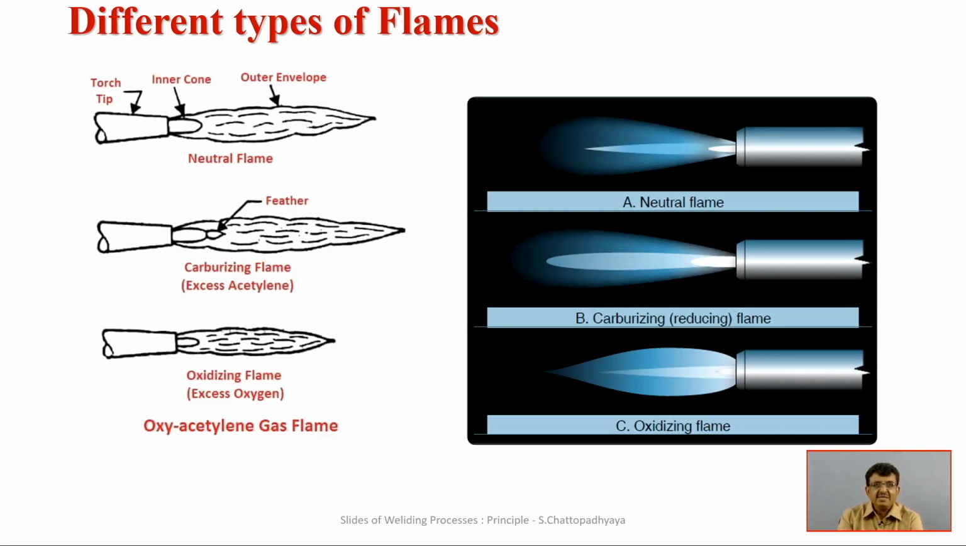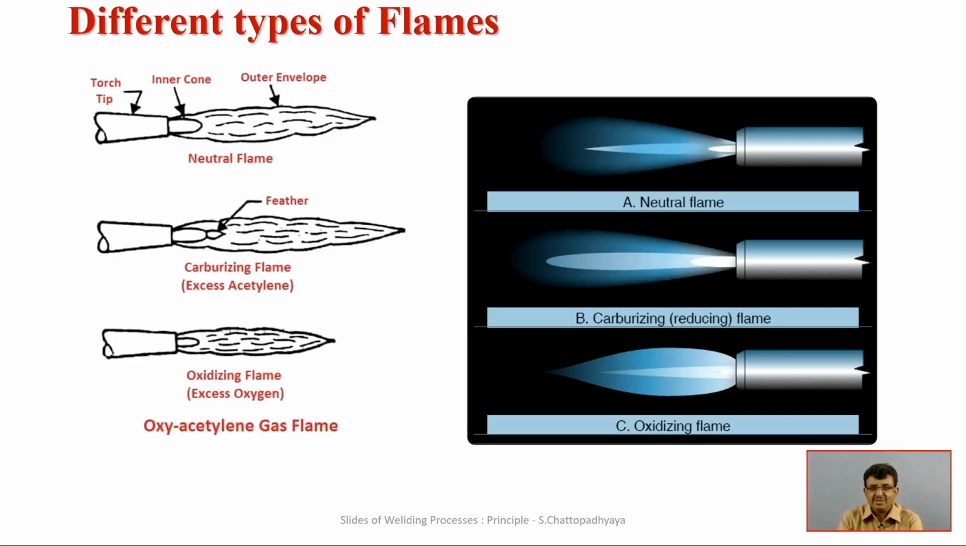And one can see the different types of flames. Three types of flames are there: neutral flame, carburizing flame or reducing flame, and oxidizing flame. Neutral flame is where oxygen and acetylene are in similar proportion, so it is neutral. Carburizing flame is where acetylene is more, so apart from heating, it will carburize. And the third one is the oxidizing flame, where oxygen is more and acetylene is less.